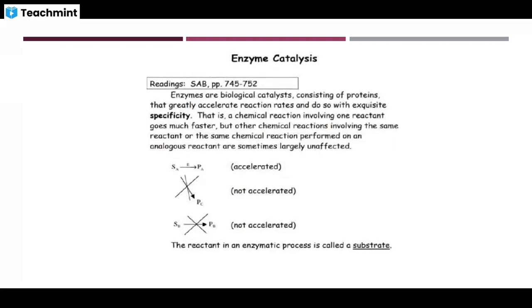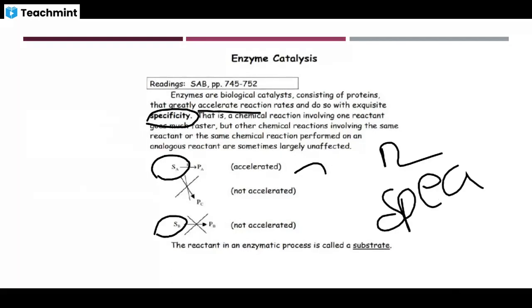Now, the important enzyme catalyst. Enzymes are biological catalysts consisting of proteins that generally accelerate reaction rates with exquisite specificity. That is, the chemical reaction involving one reactant goes much faster, but another reaction involving a different reactant does not. It only works with substrate A, not with substrate B; it is specific for a particular substrate. That is the enzyme catalyst: the rate is increased, and there is specificity.